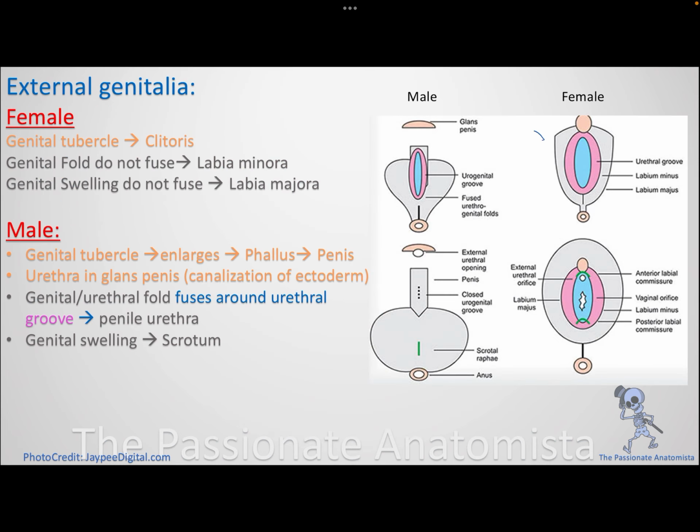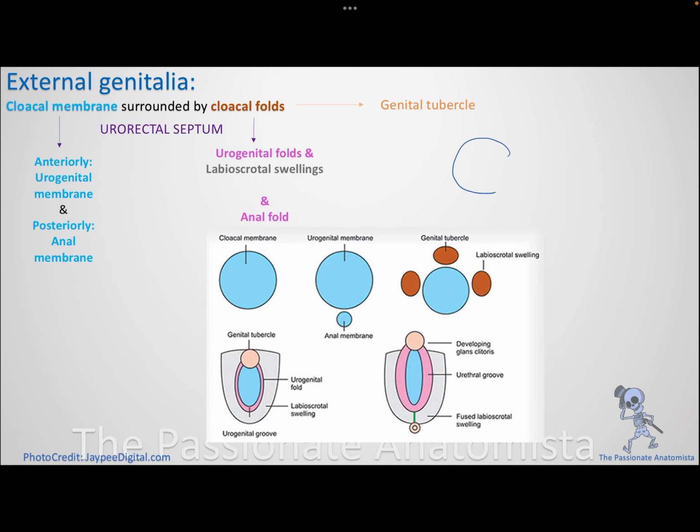So you had the cloacal membrane, you had cloacal folds. The cloacal folds were meeting here to give you the genital tubercle. Okay, these cloacal folds, with the urorectal septum, will divide to give me also the same story. We will have the urogenital folds and labioscrotal swellings anteriorly, and posteriorly you will have the anal folds.